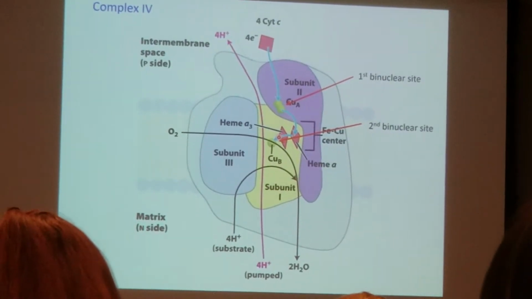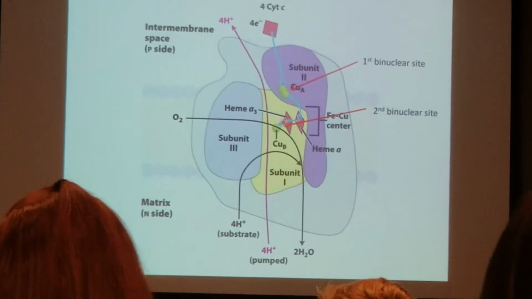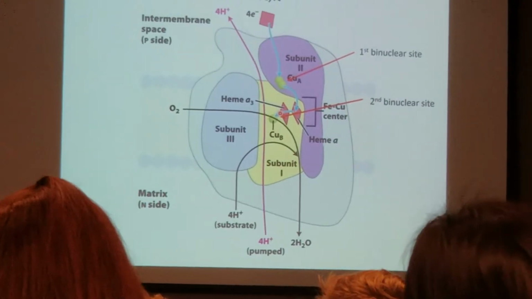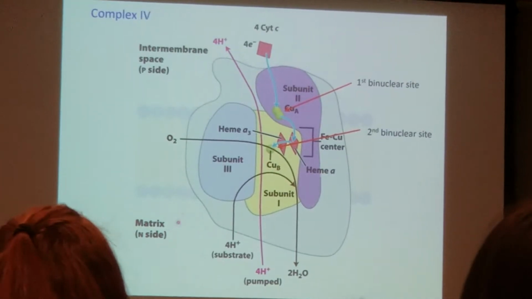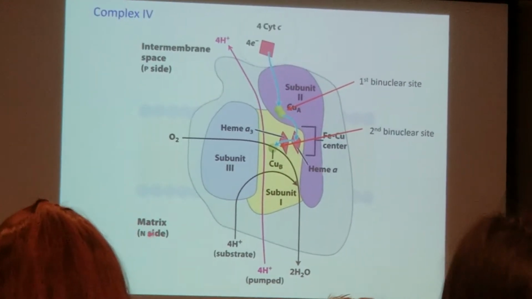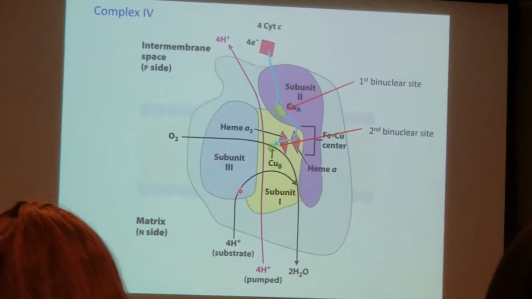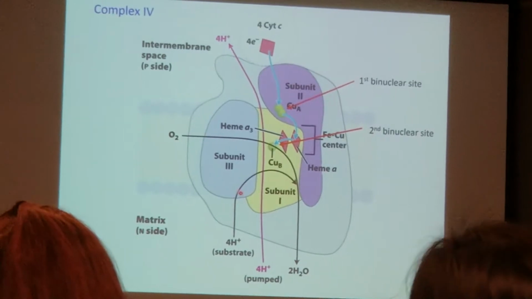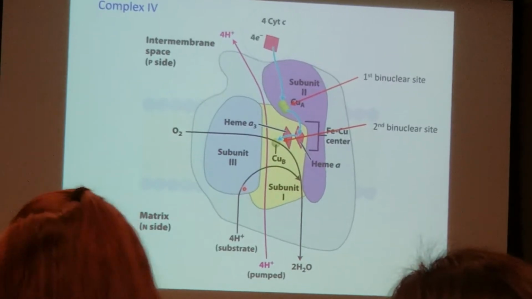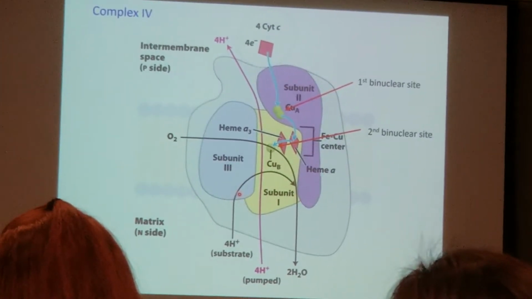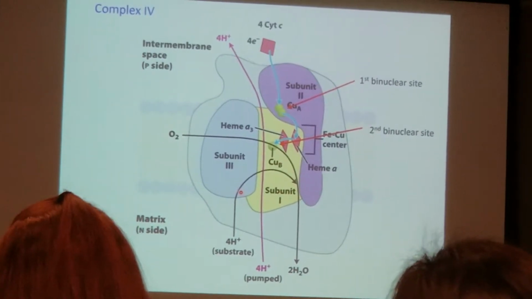So being reduced, that's easy to understand because the electrons are coming down from these various cytochrome Cs. But you need protons to make the water. And so the proton is coming from the matrix, which is going to become the negative side because complex 4 is doing two things with protons. It's making water, but it's also pumping protons across to the other side, creating the proton gradient that drives the machine that makes all the ATP.